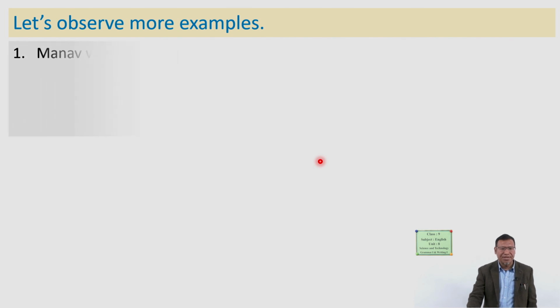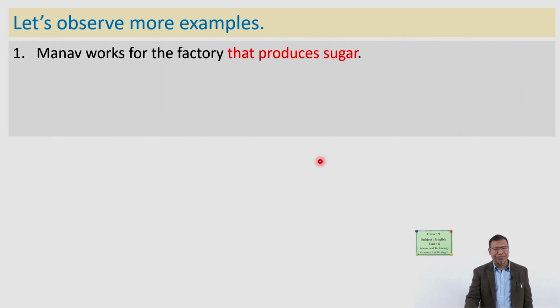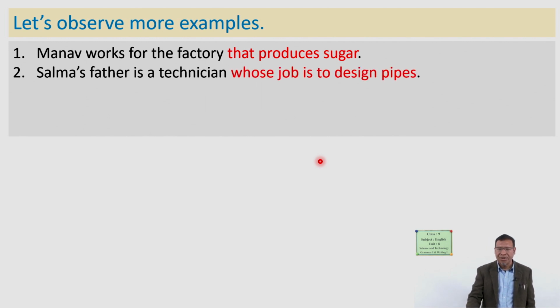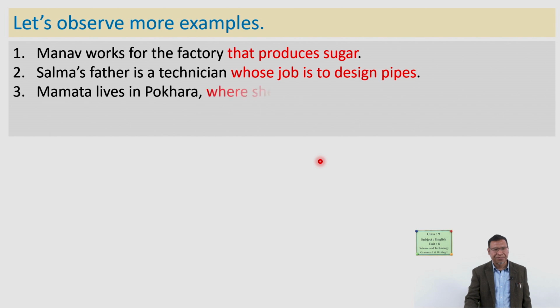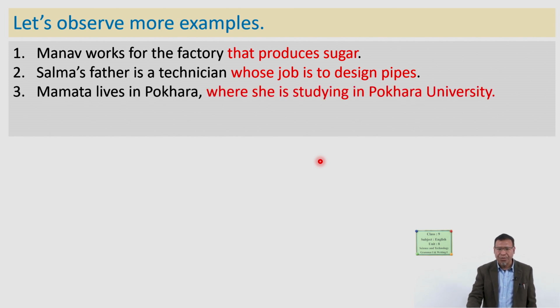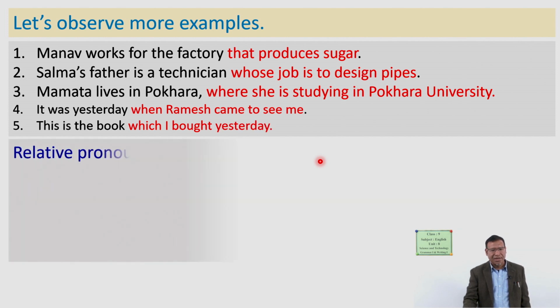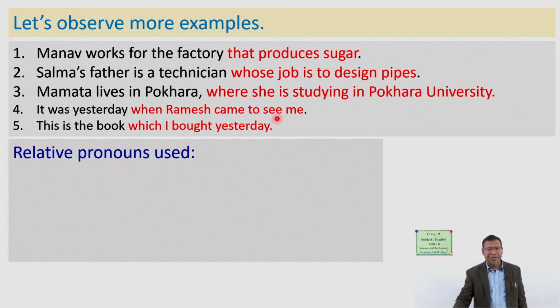Let's observe more examples. Manav works for the factory that produces sugar. Salma's father is a technician whose job is to design pipes. Mamta lives in Pokhara, where she is studying in Pokhara University. It was yesterday when Ramesh came to see me. This is the book which I bought yesterday. Now, when we see these sentences above, we can see these sentences contain that, whose and other words, and so on.